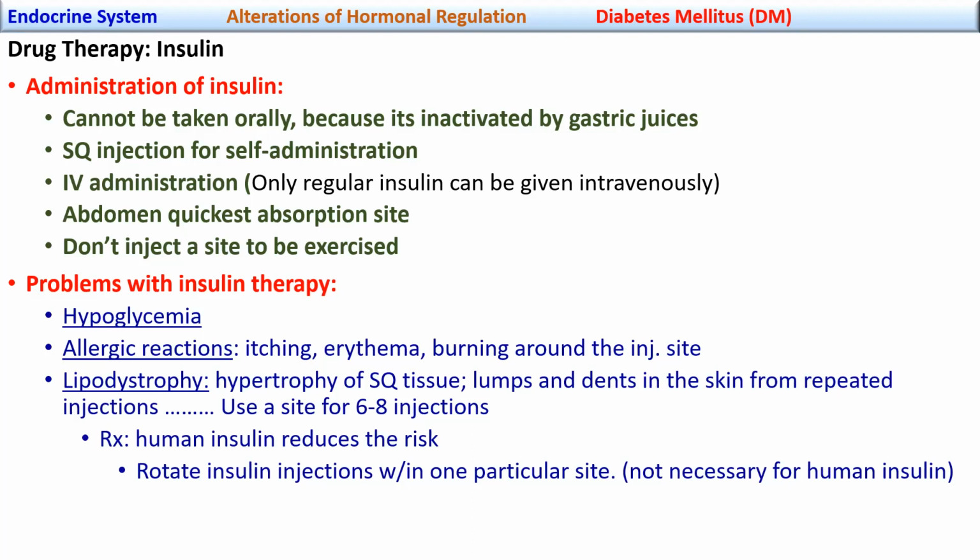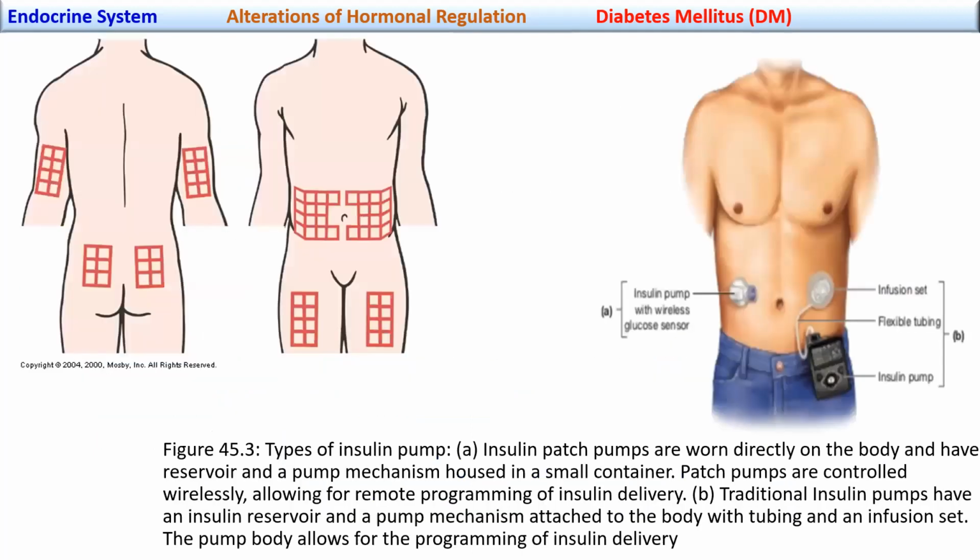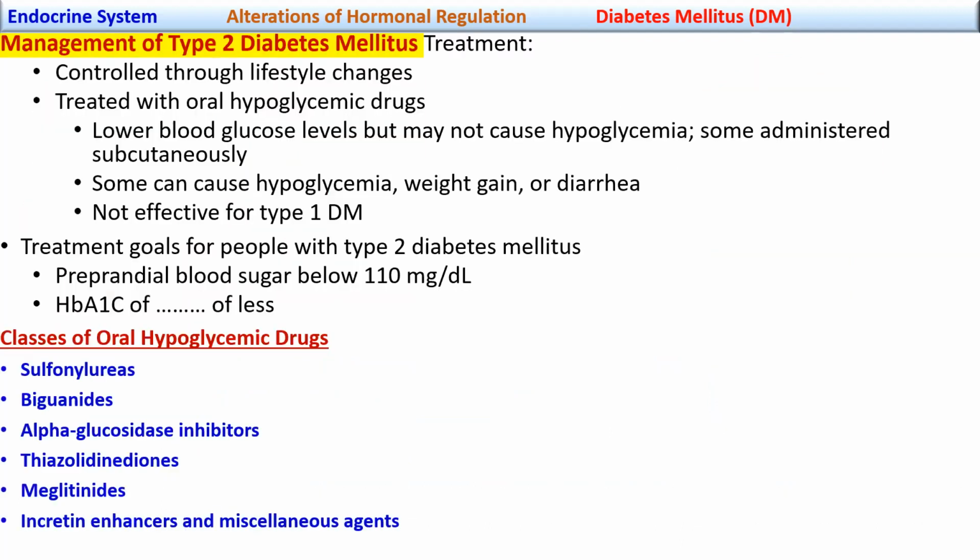Problems with insulin therapy: hypoglycemia as a major side effect. When you give insulin, the patient may become hypoglycemic. Allergic reactions, lipodystrophy, which is a hypertrophy of the subcutaneous tissues, lumps and dents in the skin from repeated injections. That's why we have to use the site for 6 to 8 injections and rotate the site. These are the sites from Adult Health 1 for the subcu injections.